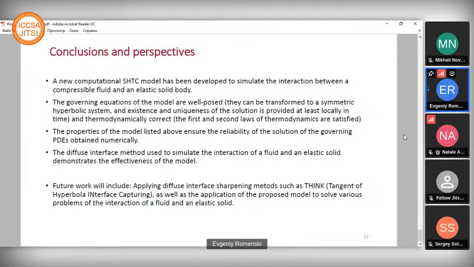The diffuse interface method, which is used to simulate the interaction of a fluid and elastic solid, demonstrates the efficiency of the model. We plan to apply the diffuse interface sharpening method, as well as to apply the proposed model to solve different problems of the solid fluid interaction, and in particular to apply to the fluid flow in elastically deformed digital core. So thank you for your attention.